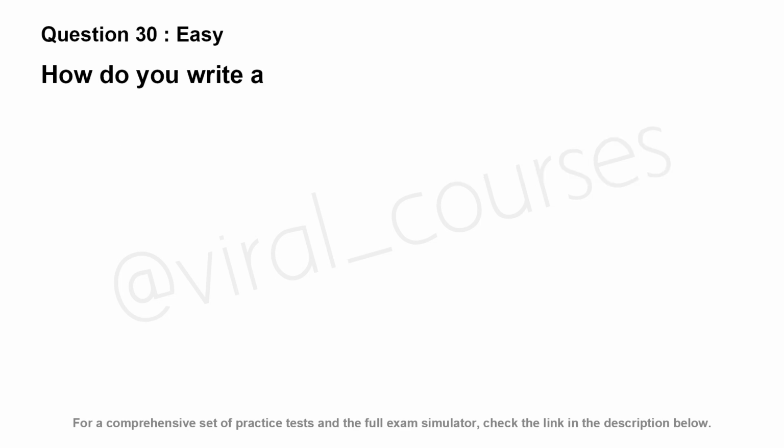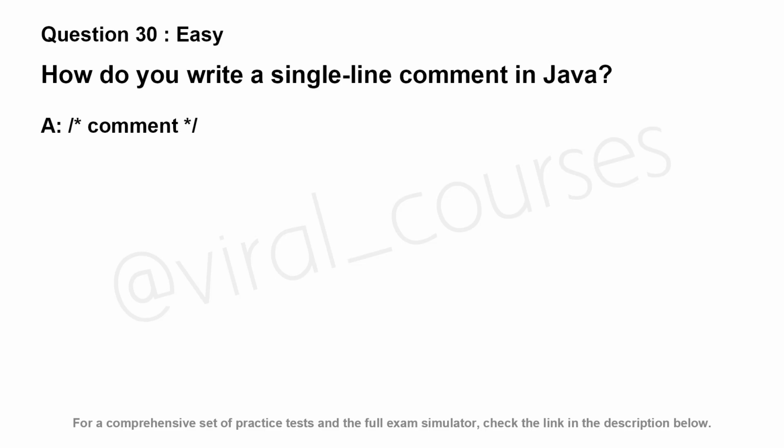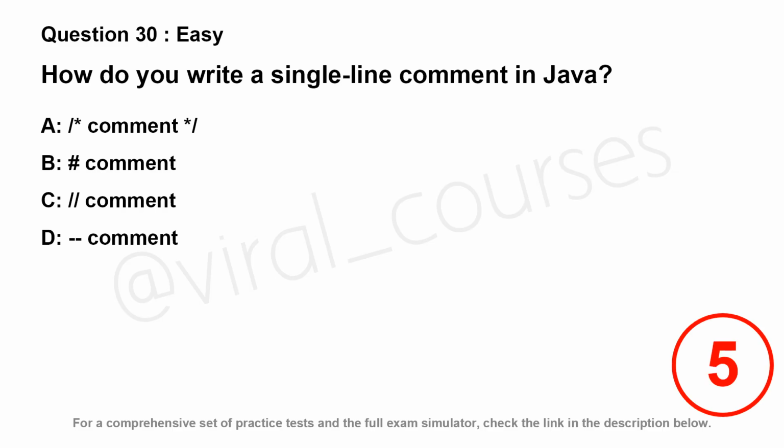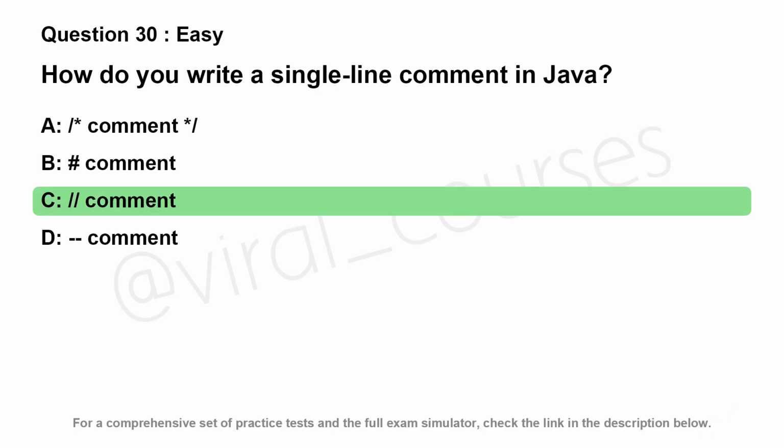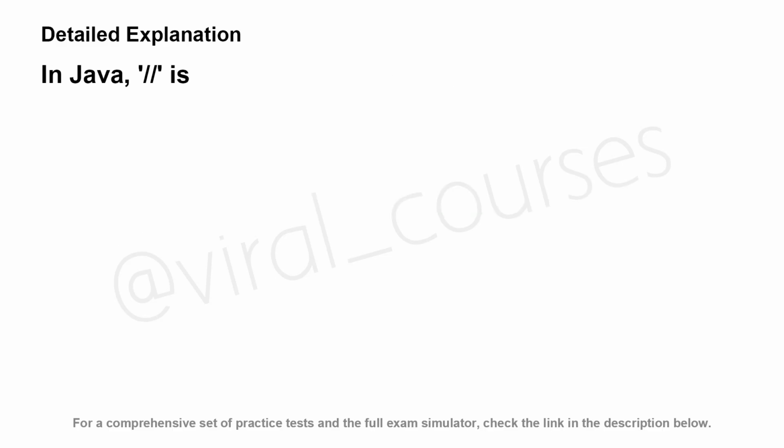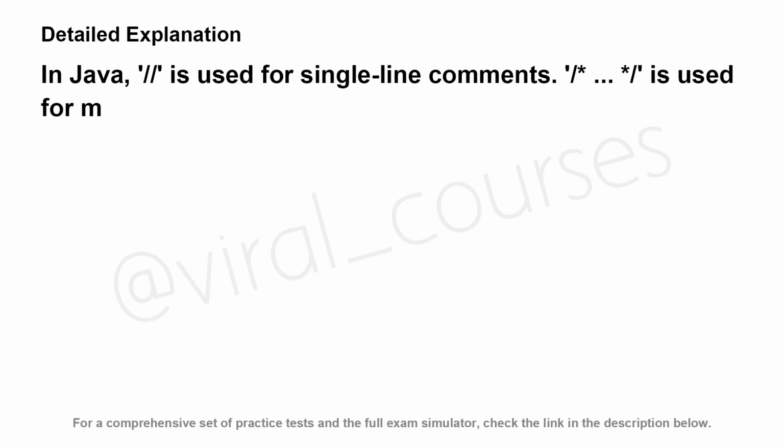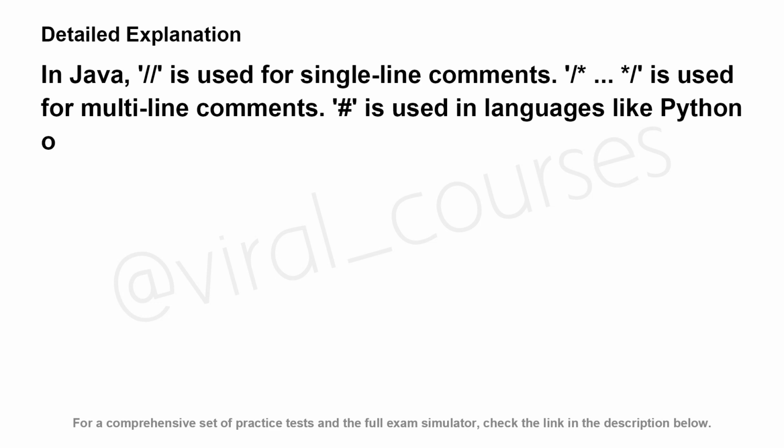How do you write a single-line comment in Java? Option A, slash asterisk comment asterisk slash. Option B, hash comment. Option C, double slash comment. Option D, double dash comment. The correct answer is C. In Java, double slash is used for single-line comments. Slash asterisk is used for multi-line comments. Hash is used in languages like Python or Shell, and double dash is used in SQL.